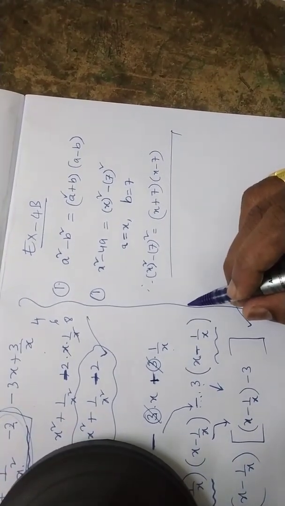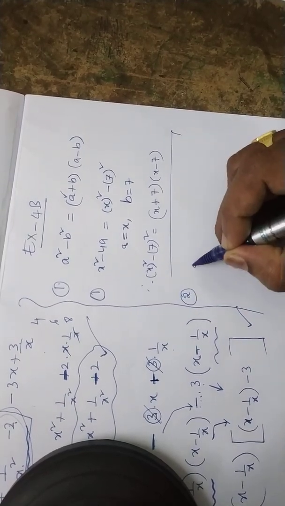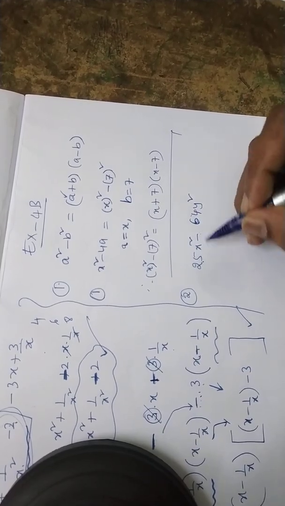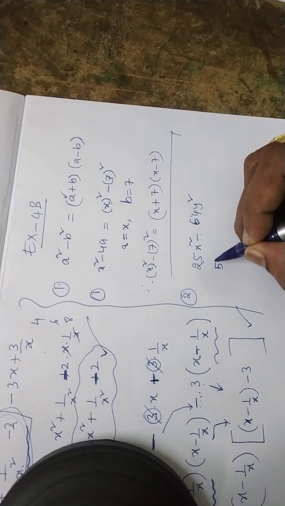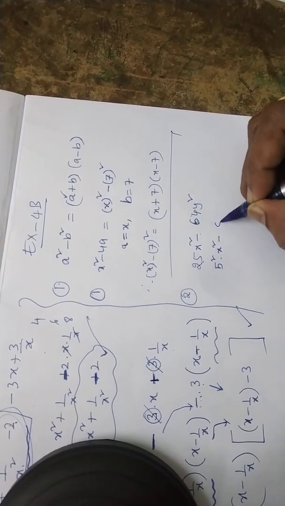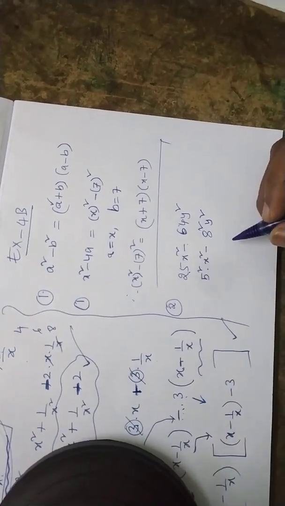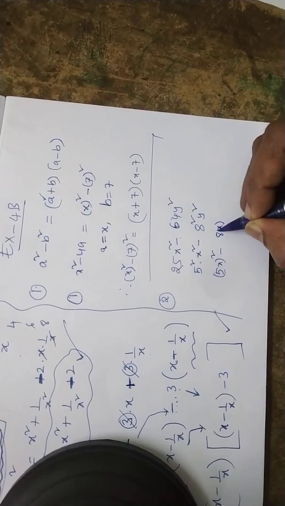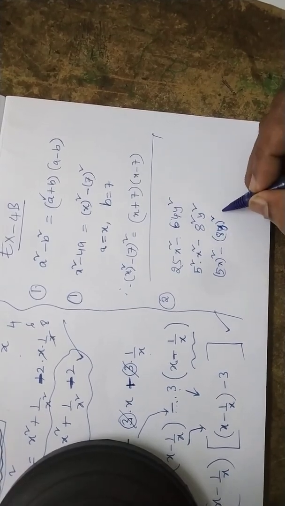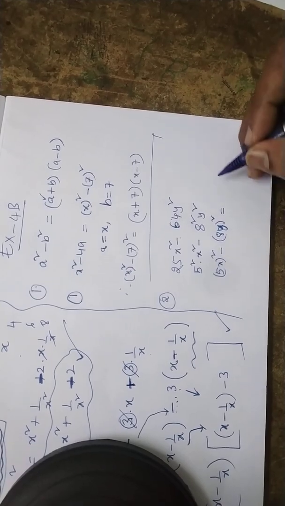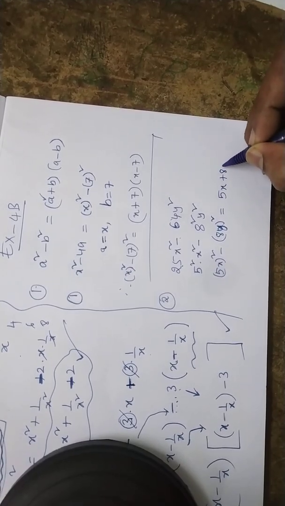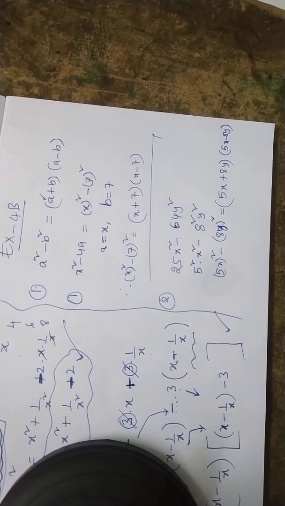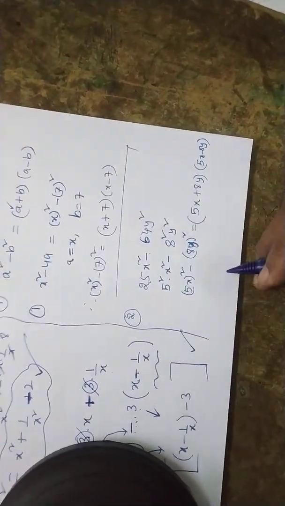Similarly you can try the second question like that. 25x square minus 64y square. So a number and variable combination is given. You can write this as 5x whole square minus 8y whole square. Again it is looking like the a square minus b square formula. So that is equal to a plus b, that is (5x plus 8y) into (5x minus 8y) is the second. Okay? Right. Similarly you can try the remaining part.